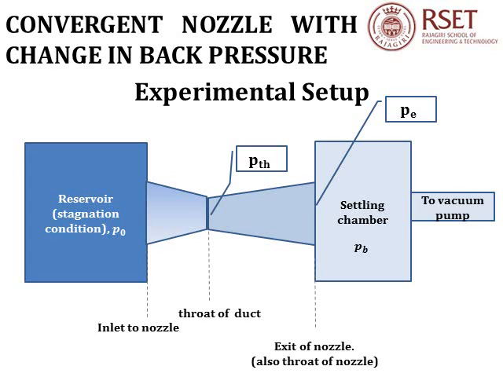At the settling chamber, we will have the back pressure set by the vacuum pump. Along the exit plane, we will have the exit pressure PE. At the throat, we will have the throat pressure PTH.